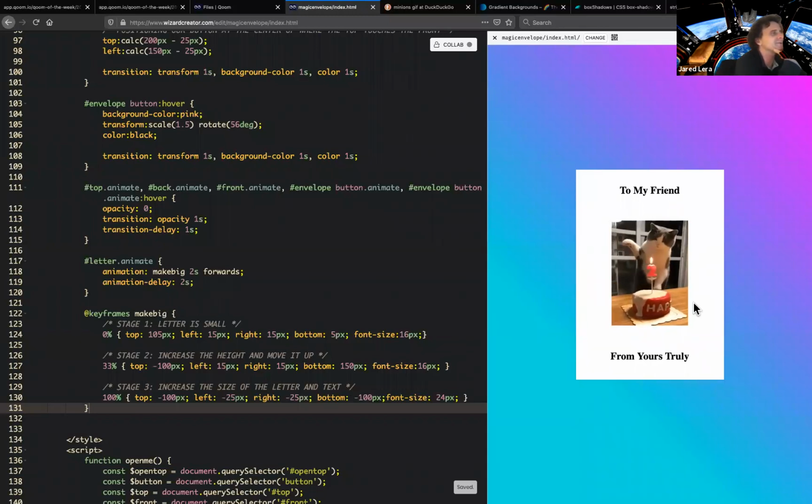Some of the kids were pretty creative with what they did. But yeah, thank you for bringing that up. That's one use case of CSS animation. And you can do the same thing with SVG animation too.